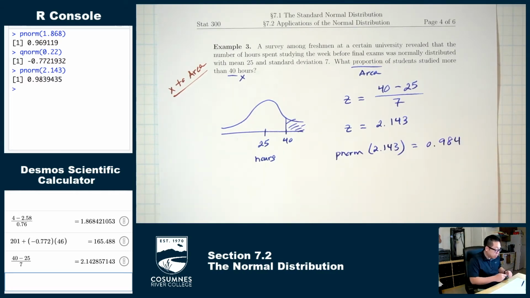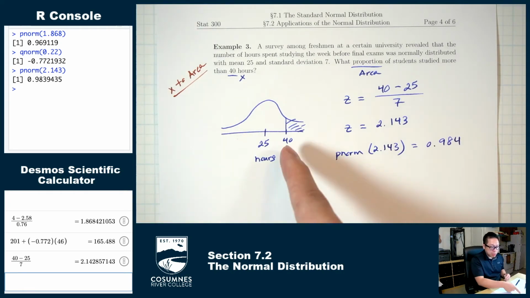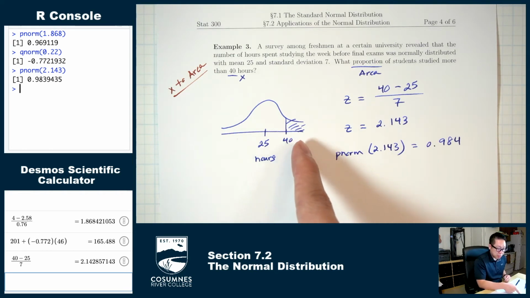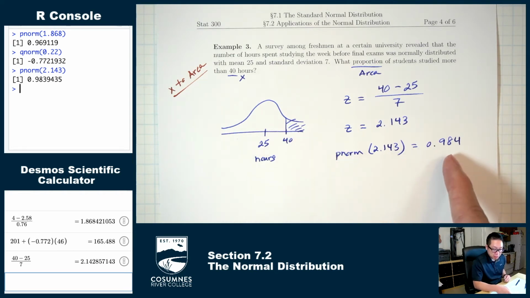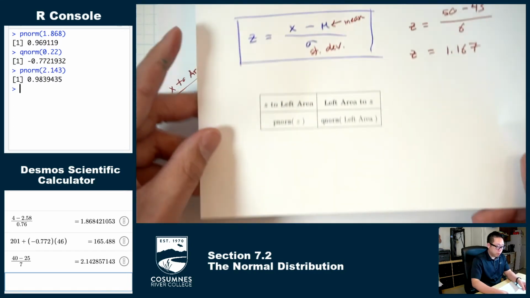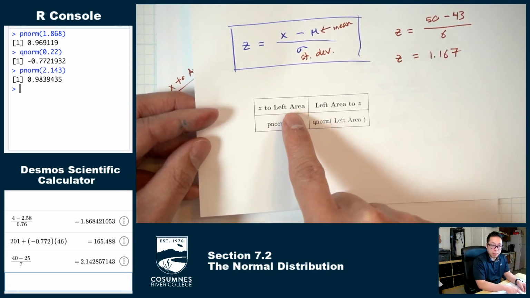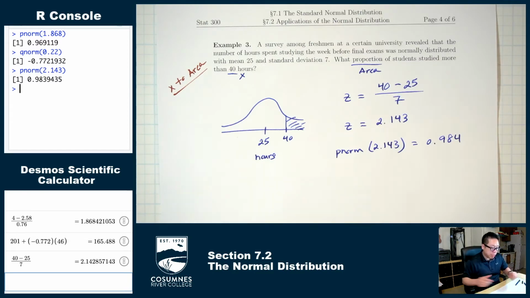Okay, is that my answer? Based on my picture, it doesn't look like my answer, right? It looks like a small area here, but I'm getting 98%. So that can't be my answer. And the reason is that p-norm part is always going to spit out a left area. So this is actually a left area.